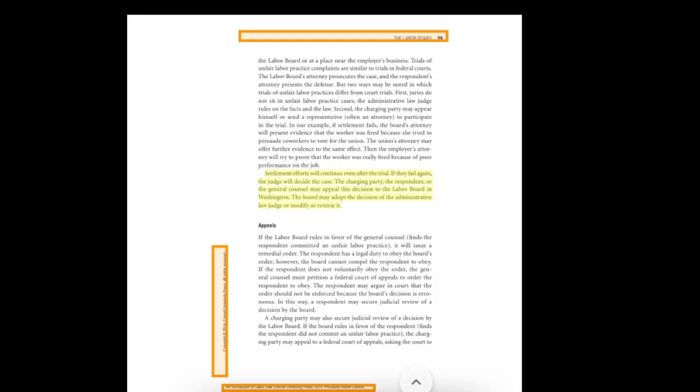The charging party, the respondent, or the general counsel may appeal this decision to the labor board in Washington. The board may adopt the decision of the administrative law judge or modify or reverse it. Appeals. If the labor board rules in favor of the general counsel, finds the respondent committed an unfair labor practice, it will issue a remedial order.